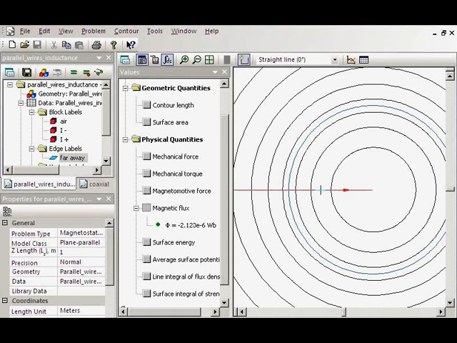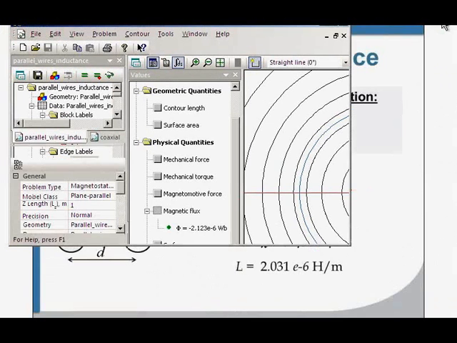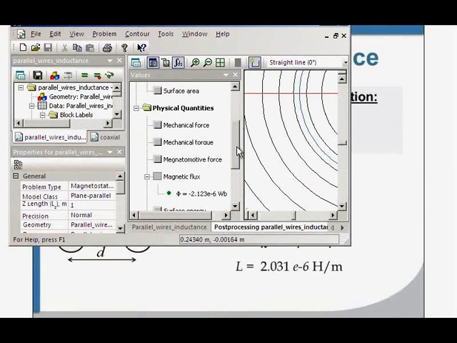Now, what is the flux value? The flux value is 2.12 microwebers, and the inductance will be 2.12 microhenry. Again, let's compare with the theoretical result. Now I get the bigger value than theoretical calculated. Why is it happening again?